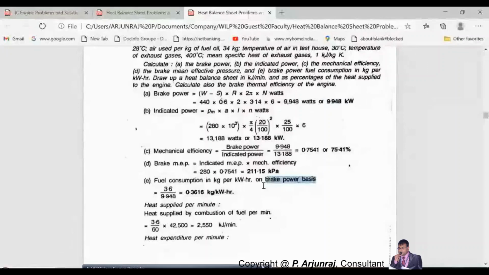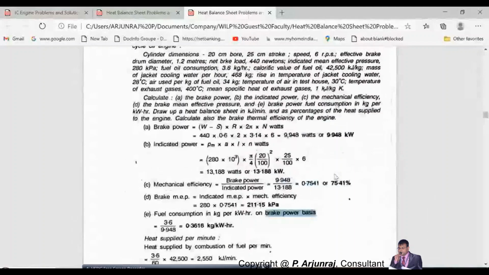Okay, so if they're asking to calculate the fuel consumption based on brake power, you have to take the brake power value whatever you got. If it is based on the indicated power, then you use that value. But normally it's always towards the brake power.